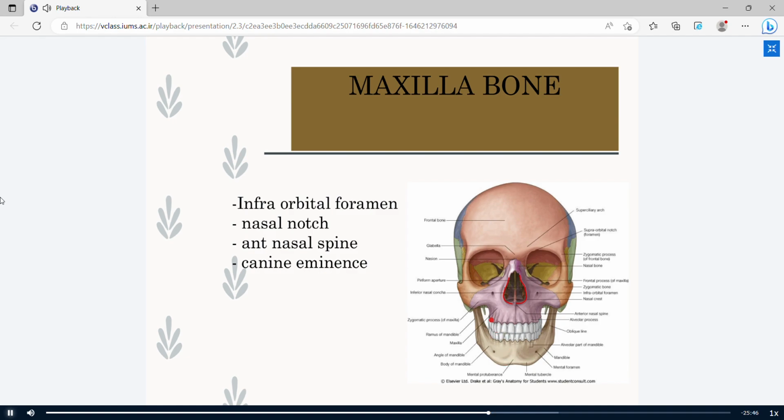And on the alveolar process, you can see eminences from the teeth. The eminence for canine tooth is more prominent compared to other prominences for roots of teeth.